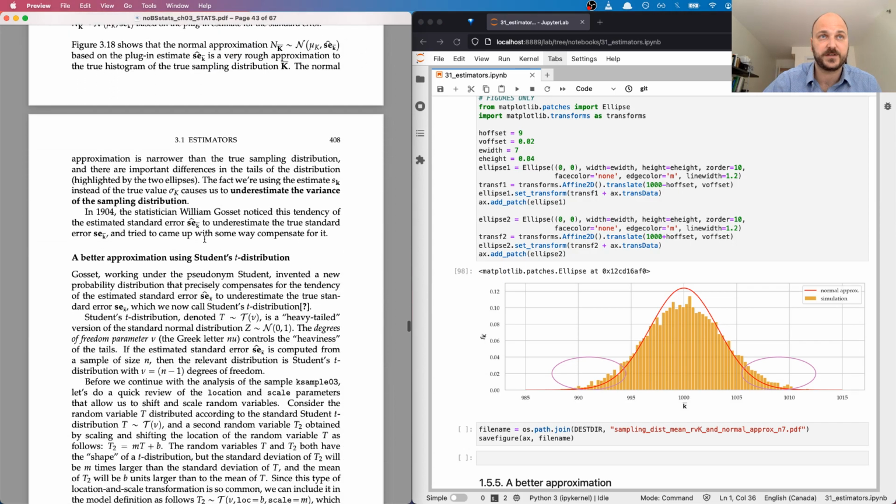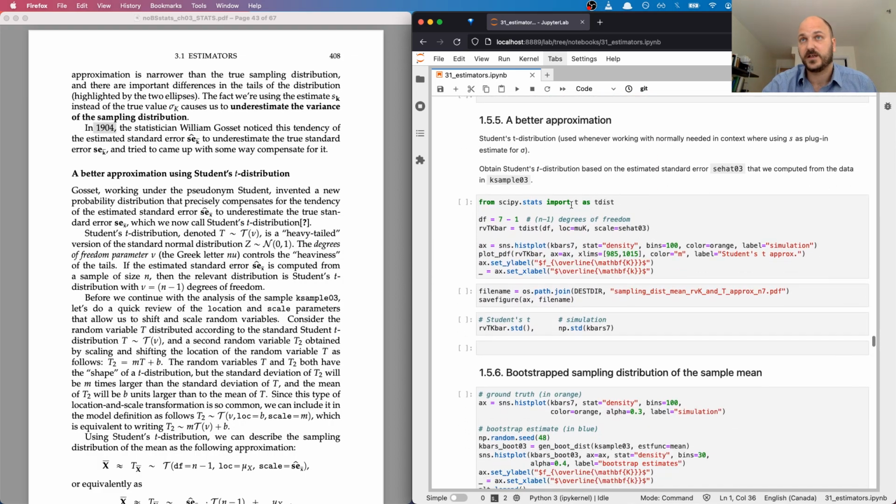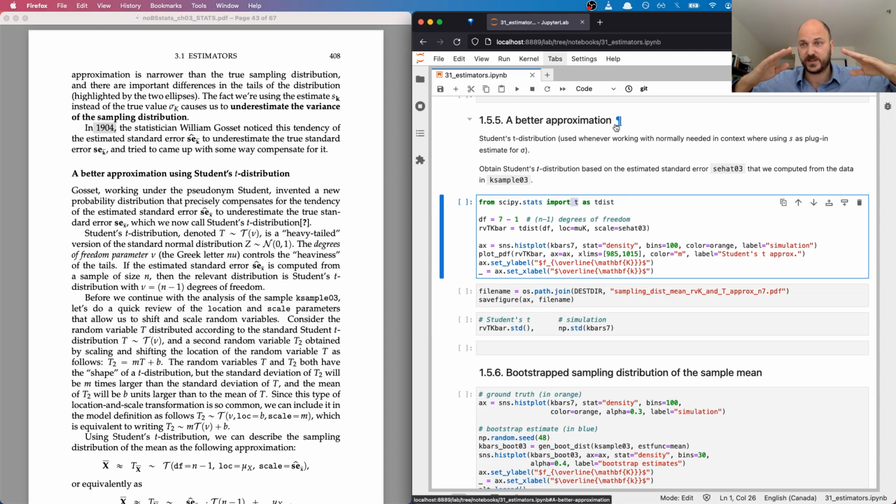Enter William Gossett, in 1904, so way back. He noticed that when you compute the standard deviation from a sample, you tend to underestimate, right? With a small sample in particular, you're going to underestimate a lot. So he said, how can we fix that? The central limit theorem describes a normal distribution. And Gossett invented a new distribution called the t-distribution that's just a little bit wider. So the tails go a little bit further out, okay? The amount of heavier tails is precisely the amount you need to compensate for the fact that you're going to underestimate the standard deviation when you compute it from a sample.